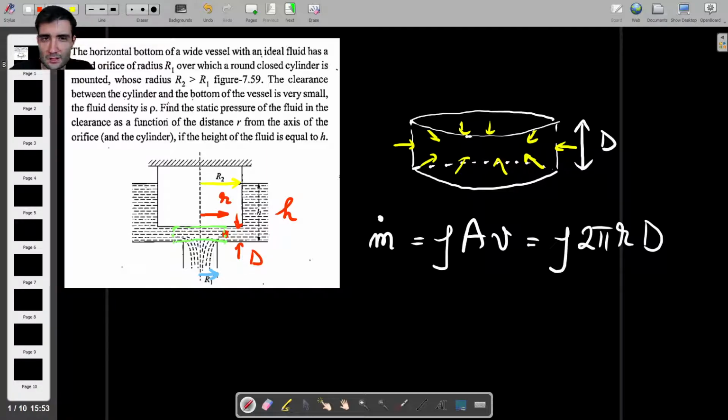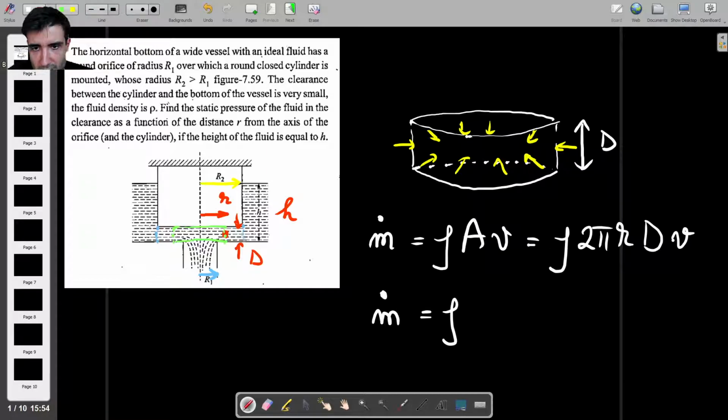It's not given to us in the question explicitly, we're just being told it's very small, but we're going to label it with the letter d and keep it as it is. So we have rho times 2 pi r times d, and then times the velocity v. Due to the conservation principle, that same mass flow rate is equal to the density.